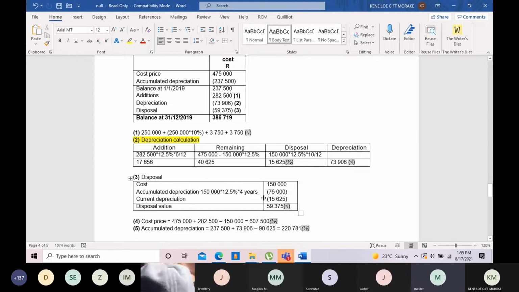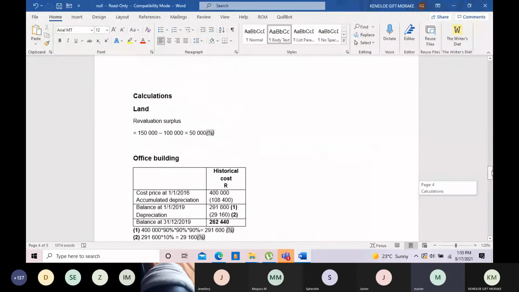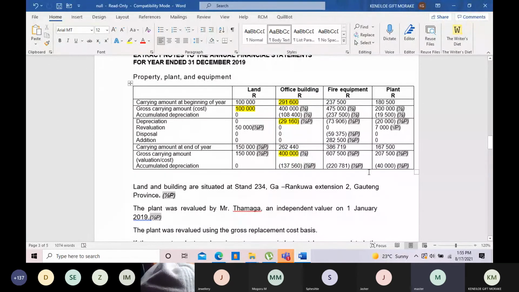It's simple as that. So now you say the 237,500, which is the accumulated depreciation at the beginning, plus the depreciation during the year, which you see there, and also the 90,625, the one that you got by combining 75,000 together with 15,625. It is simple as that, right? That is how you get the 220,781. I hope that one is clear. Let me go back there and check. But I think I'm done with this one for fire equipment, unless you have questions there.